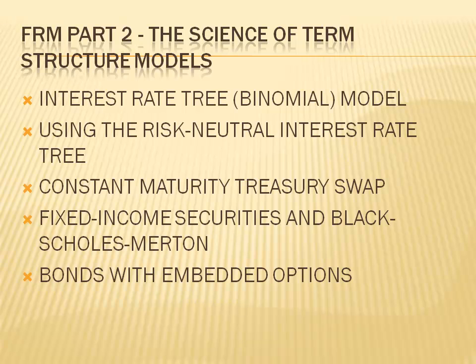A constant maturity swap is to swap a floating rate for a treasury rate, such as the 10-year. Now let's look at an example. Assume that you want to value a constant maturity swap.